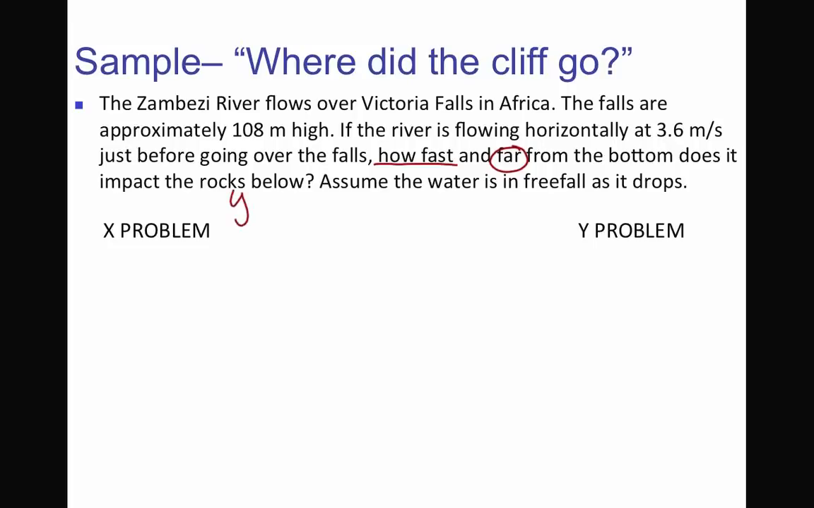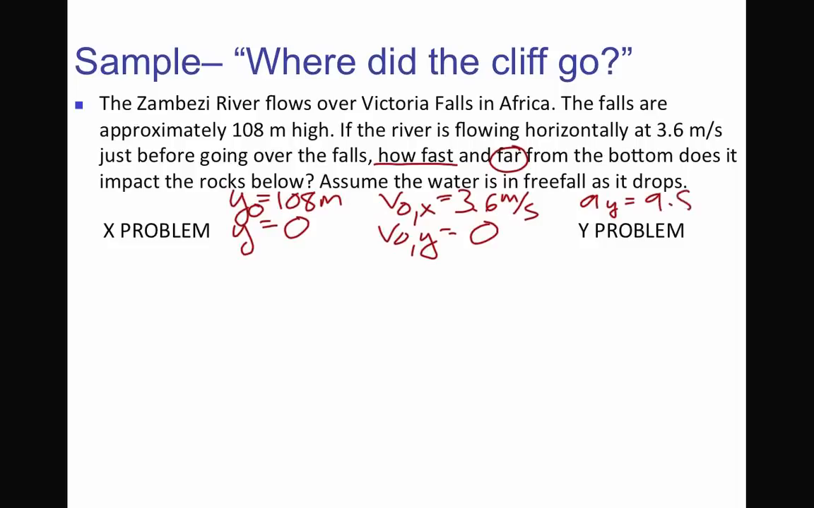So like any problem, let's start by what are we given? So we know that the thing is 108 meters high. We know that that's the initial y position, and the final y position is 0. We also know that the initial x velocity is 3.6, and the initial y velocity, it's launched sideways, so that's 0. The acceleration in the y direction is negative 9.8, and in the x direction it's 0, right? Okay, what we want to know is how far. That's our unknown, so our unknown is x, the final position. So we really have an x problem here.